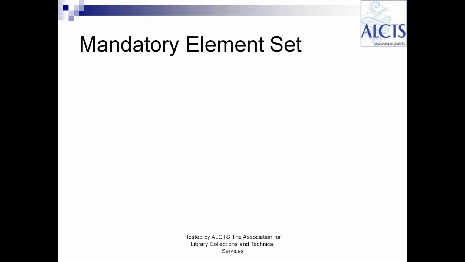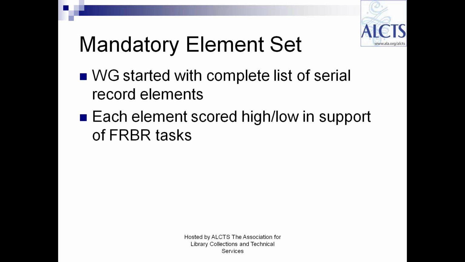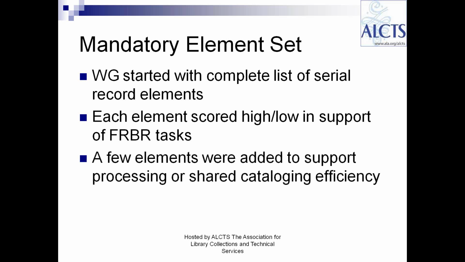So the mandatory element set that we ended up coming up with, we'll take a look at in a second. How the working group came up with it, as I mentioned, they started with a complete list of serial record elements. Each element was scored either high or low in support of Ferber tasks. And then there were a few elements which were added to support processing or shared cataloging efficiency, things like the 042, the authentication code, where we knew we would have to have a specific element in order to support some program activity.